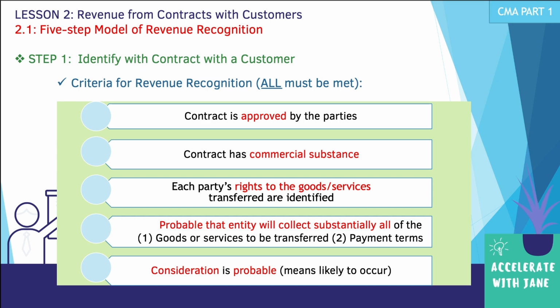in that contract. Fourth is that it is probable that the entity will collect substantially all, take note, substantially all of the consideration for the goods or services to be transferred, according to the payment terms. And last here is that there should be a consideration as a result of this contract, and that consideration should be probable. When we say probable, it means that it is likely to occur. So meaning, for a contract within the scope of IFRS 15, there should be a consideration or specific amount that the buyer is expected to pay or the seller is expected to receive as a result of that transaction.